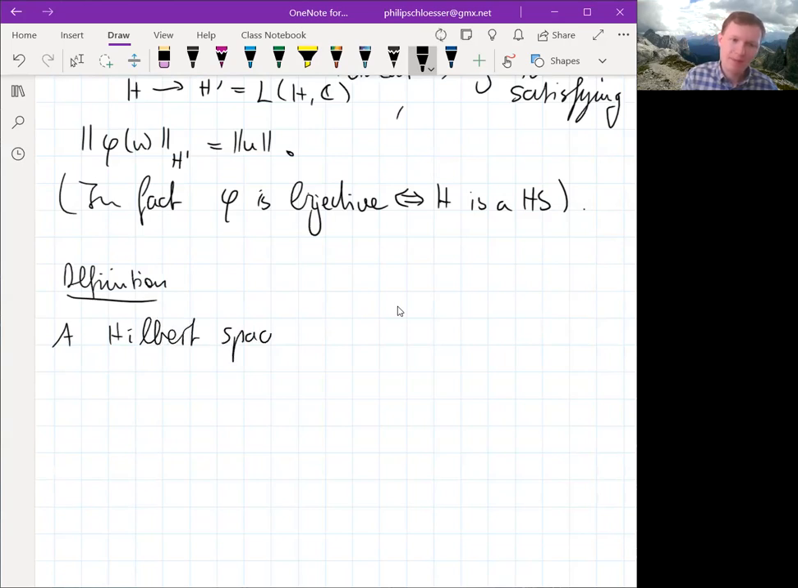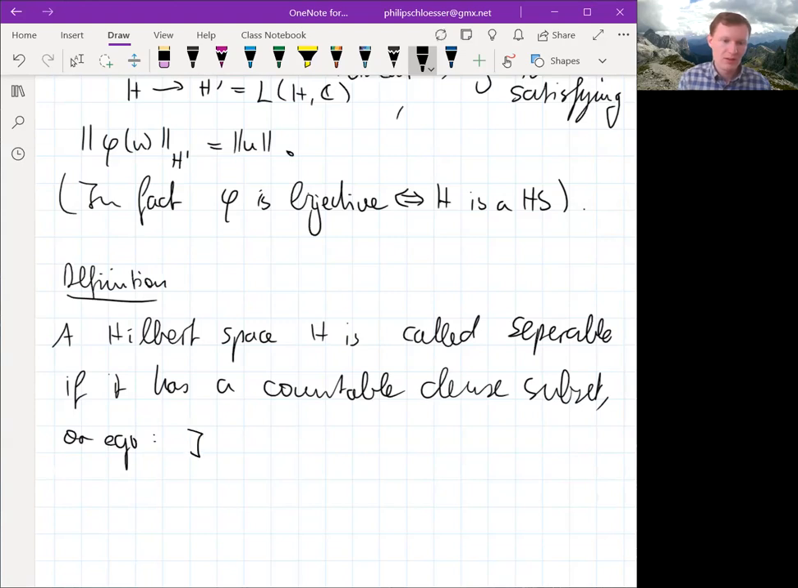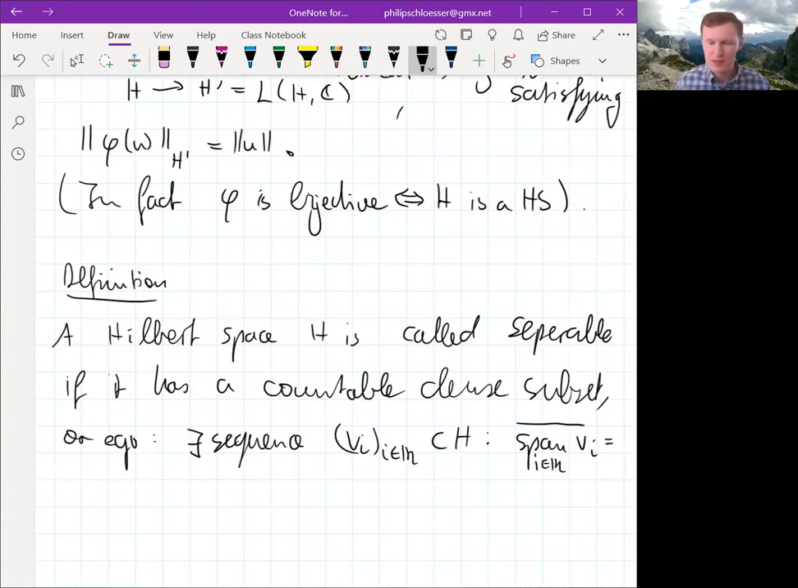A Hilbert space H is called separable if it has a countable dense subset. Or equivalently, there is a sequence Vi such that if we take the linear span of these vectors and we take the closure of that, then we just have H.